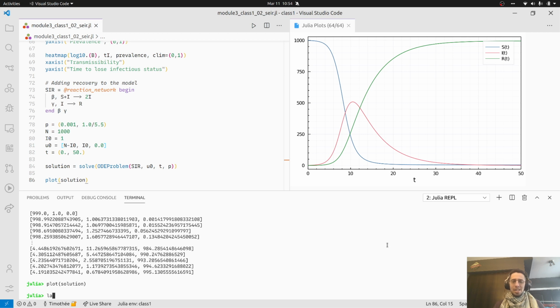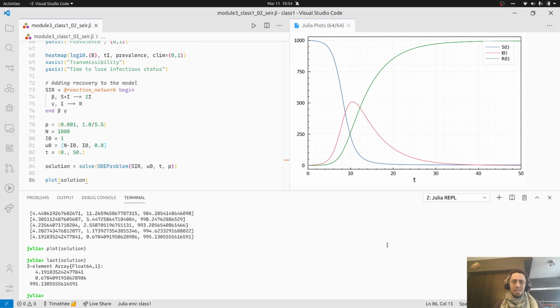We can look at the last time step, where we have 4 individuals that are still susceptible. We have 0.6 individuals that are still infectious, and we have about 1,000 individuals that are removed. So that's interesting, right? The question we should be asking at this point is, if we let that run for a while, which compartment is going to be reaching 0 first? Is it going to be S, or is it going to be I?